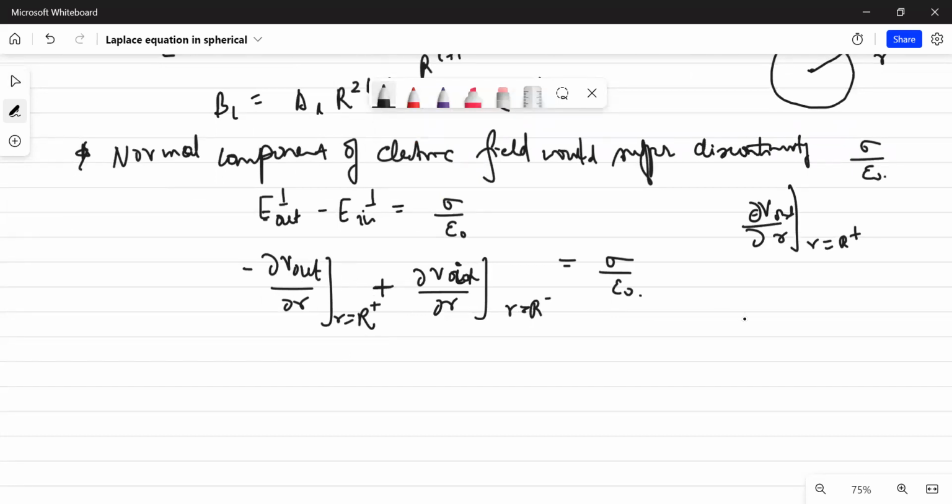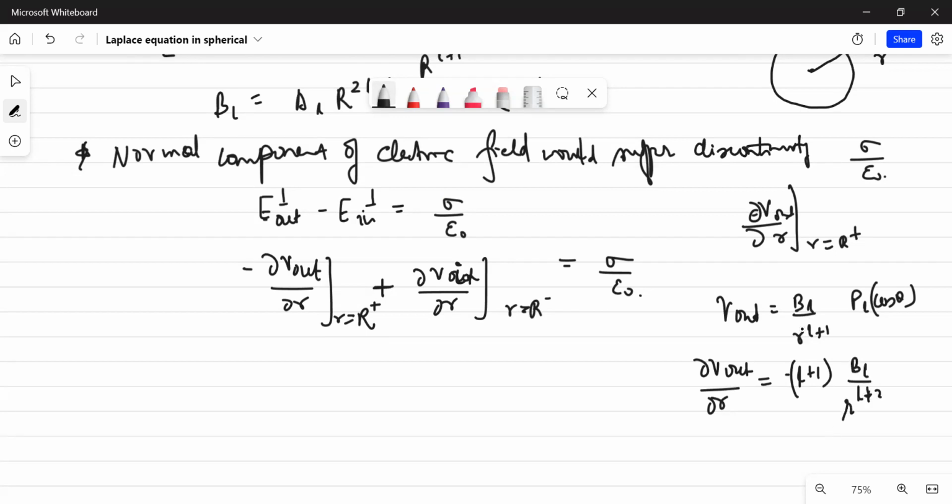Okay, now look, what is the potential outside? Potential outside is given by B_l upon r to the power l plus 1, and then you have P_l cos theta. If I write del V out upon del r, even if you place the summation there, it does not matter, only the derivative we have to take. The derivative would be minus (l plus 1) times B_l upon r to the power l plus 2, because this is minus l minus 1, then the derivative gives minus 2, and this will be P_l cos theta. Is that clear? Yes. Okay, so this would be the derivative, and we have to evaluate it at r equals capital R.